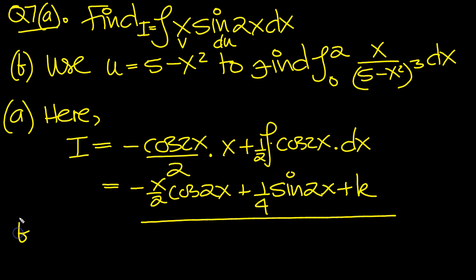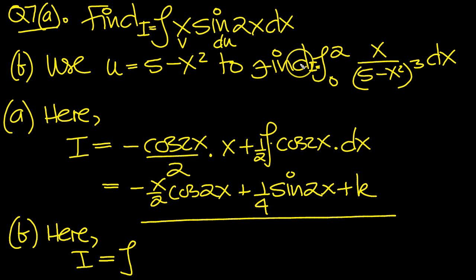Now part b. Let's use this substitution. So I'm going to put I equals again. So here I is equal to, it's the integral. Now x over this is u cubed. So we've got x over u cubed. U is equal to this.